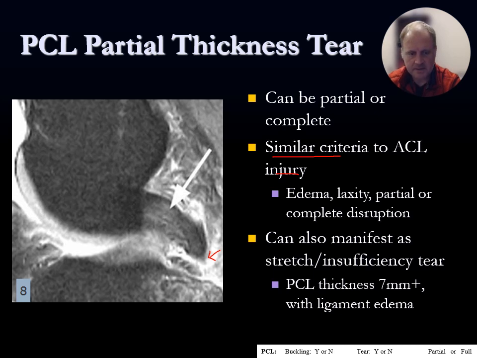The other thing that I have found is that you can call a PCL tear just based on that size criteria that I was talking about. This comes from an AJR article, that if it is more than 6 millimeters in thickness, it is basically analogous to a functional tear. So you can keep that in mind when you interpret the PCL.